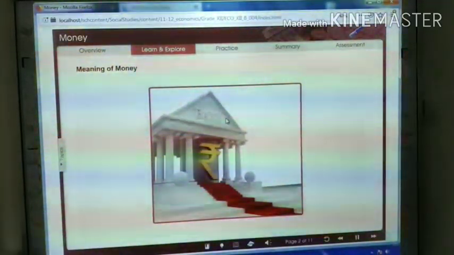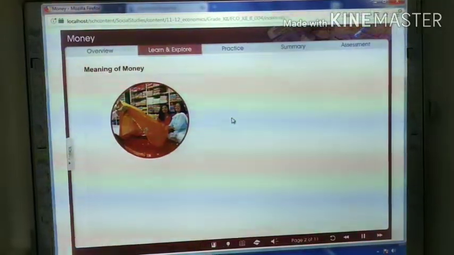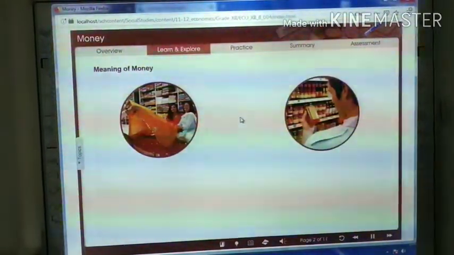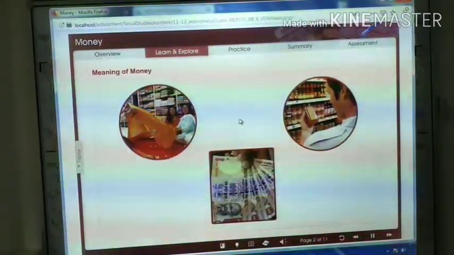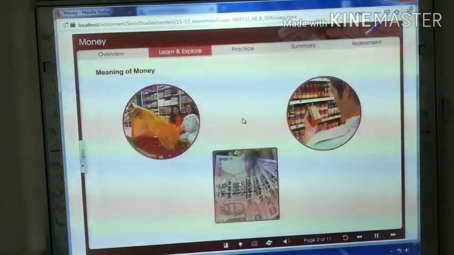In modern economics, money plays a crucial role. Modern economics cannot work without money. The exchange of goods and services has been the essence of human life, and money is required to facilitate this exchange. It is difficult to define money, but various economists have tried to define money in various ways.